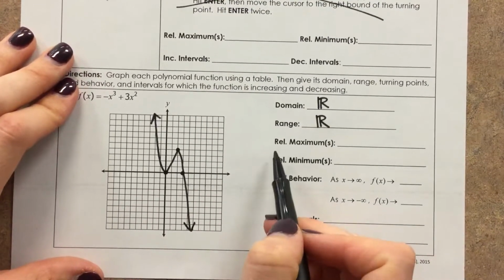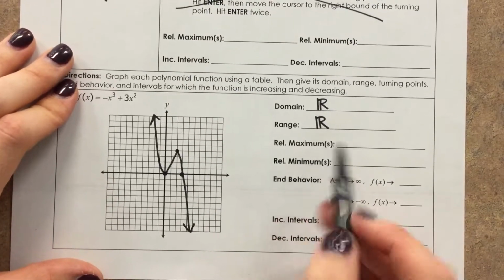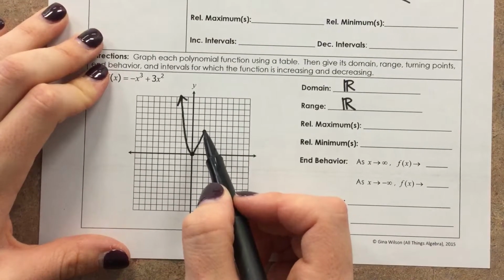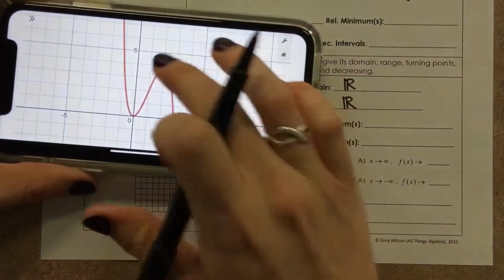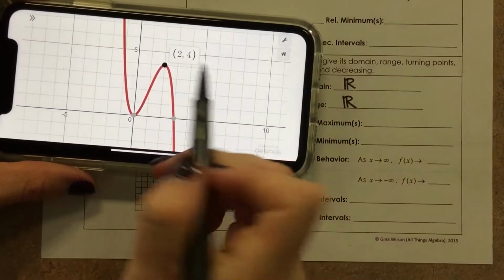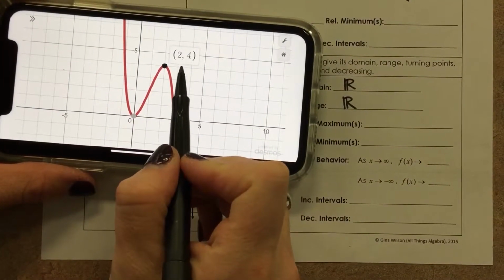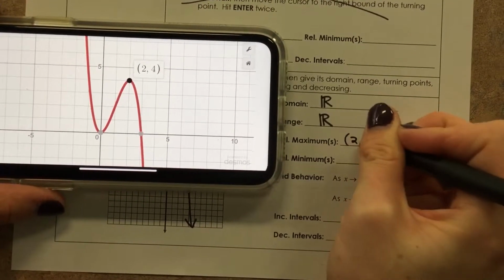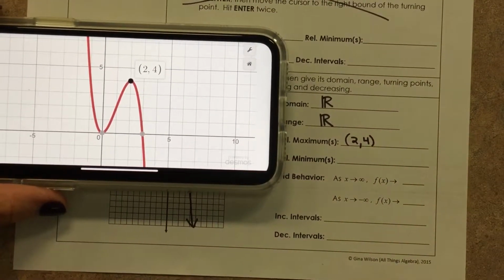Next thing we want to write down is any relative maximum points, any relative minimum points. So relative maximums are anything that look kind of like this on our graph. And that would be this point right there. So I want to remind you, on Desmos, you can tap and get the actual ordered pair. And that's what we're looking for when we fill this out. We want the ordered pair. So that would be (2, 4) is our maximum point.